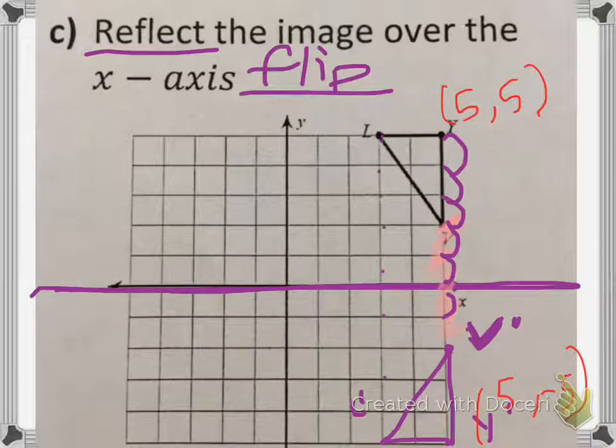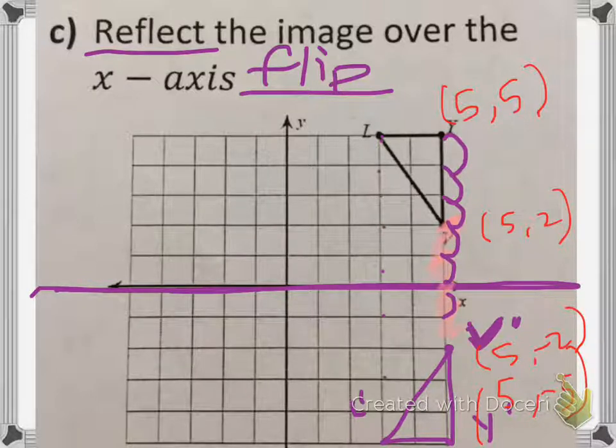Let's look at our V's. Our V's were over 5 and up 2. And now it's over 5 and down 2. So can you see what's happening there? If we flipped over the x-axis, then we actually changed our y values. Just changed the sign on the y values.